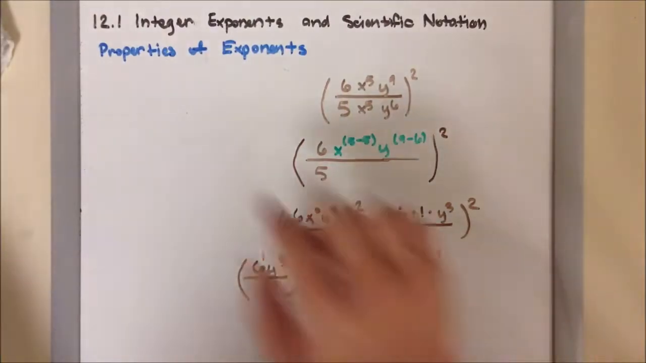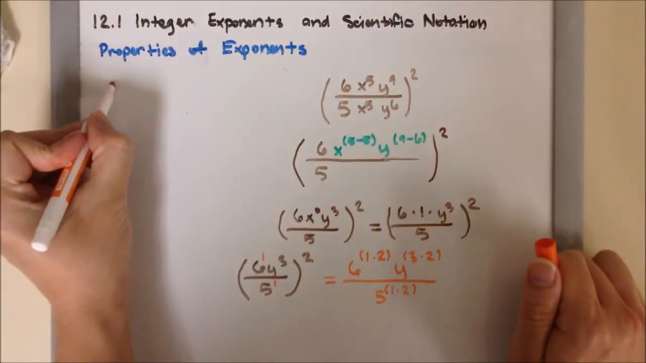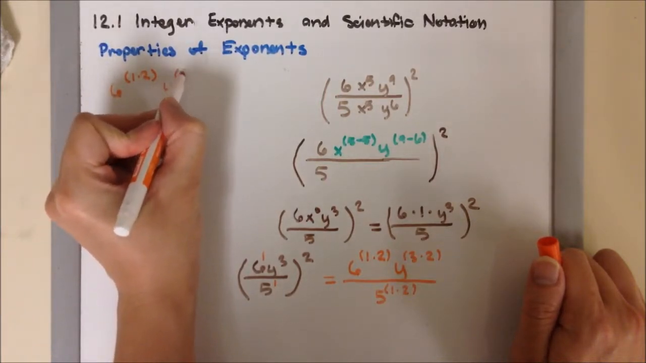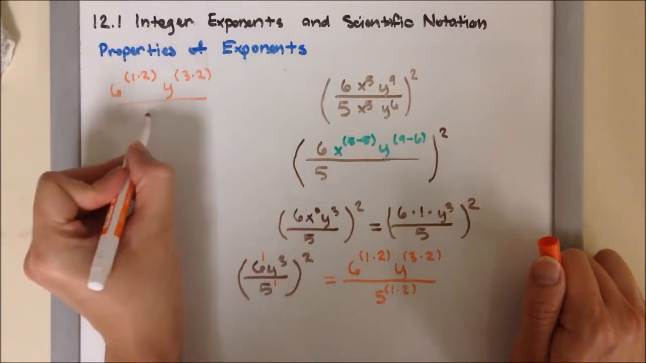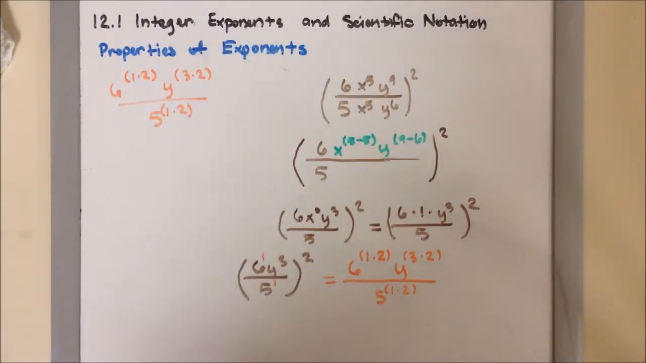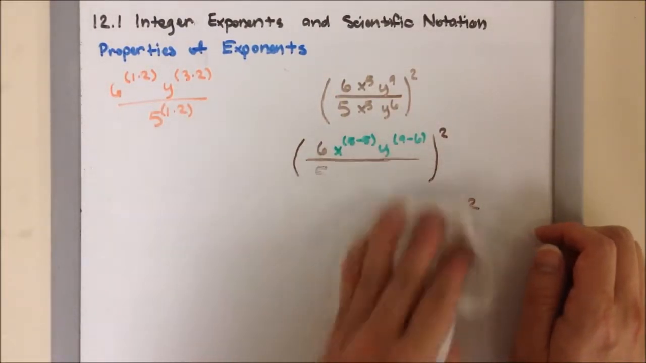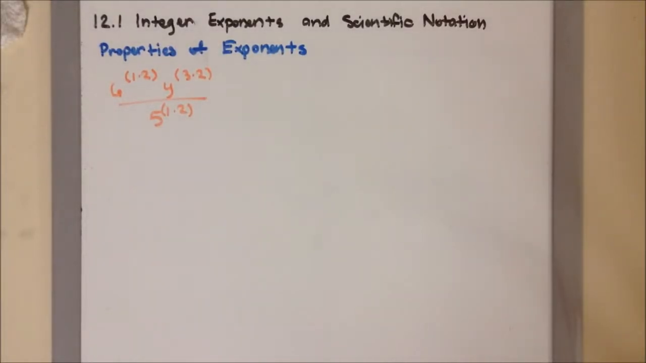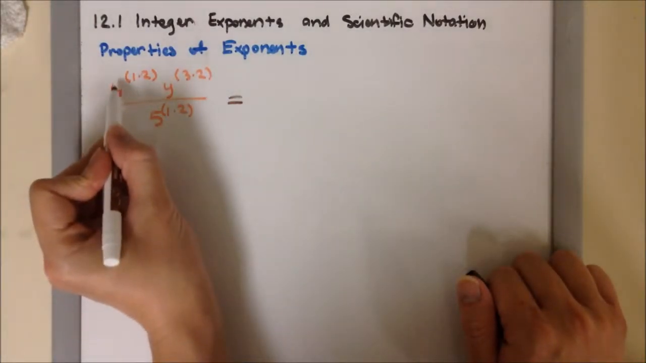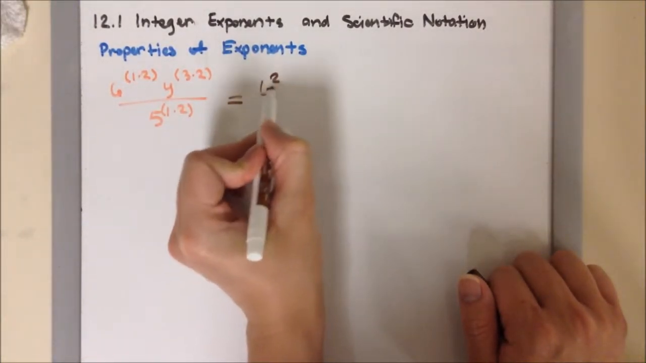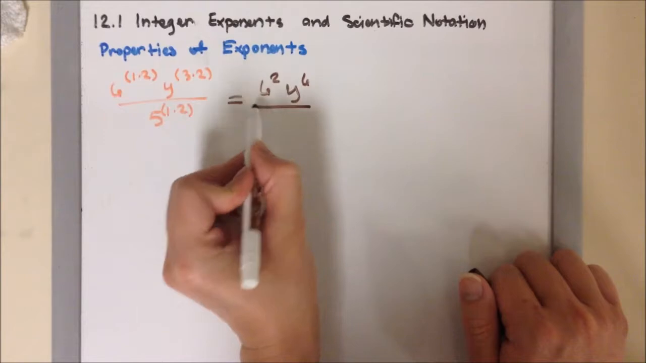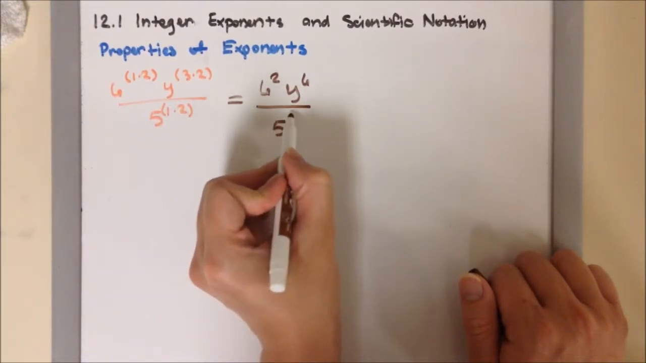And then let me copy this part over here. After I distribute the second power, what you're going to have is 6 to the second power, or 6 squared, y to the 6th power, because 3 times 2 on the y. And then I'm going to have 5 to the second power, or 5 squared.